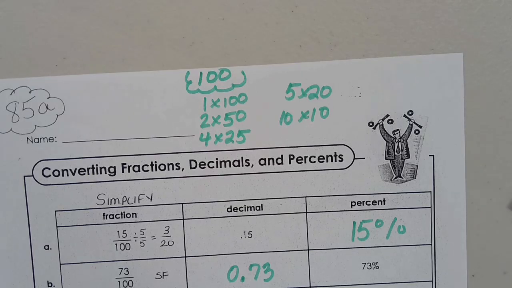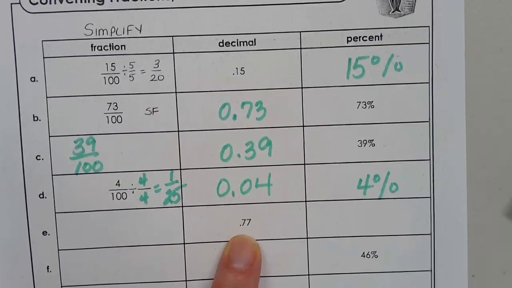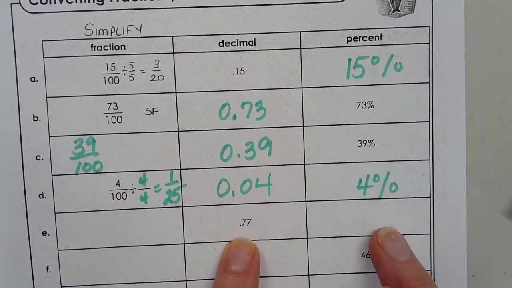When we finish going over and completing this, we're going to glue our pages in and have the rest of the time to work on our Edpuzzle and our homework. So if I have this as a decimal, what am I going to put as the percent?